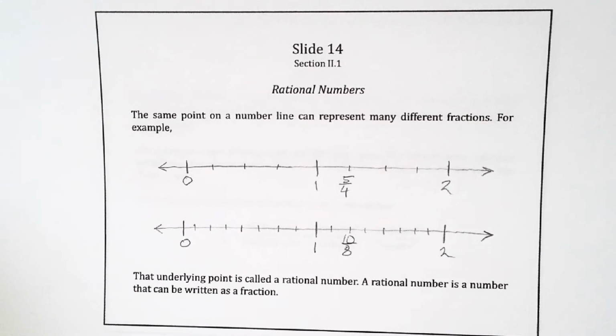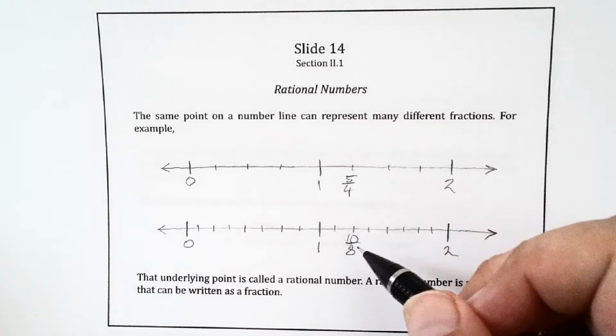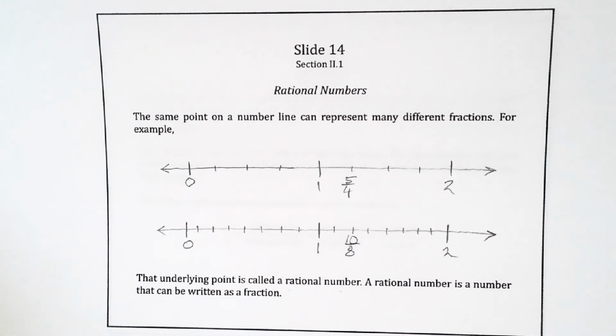So if I think of these fractions not as actions, but just as points on the number line, then I find that it's the same point. Okay, it's the same location. So the numbers that these represent are the same number. They are equal numbers. So this underlying point, the underlying number, is what we call a rational number. A rational number is a number that can be written as a fraction. So when I think of that fraction as a location on the number line, I'm thinking of it as what we call a rational number.